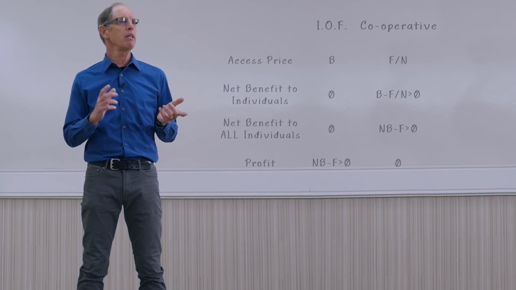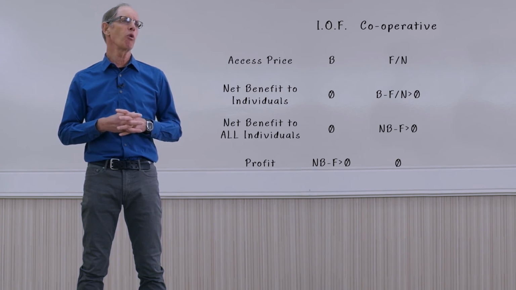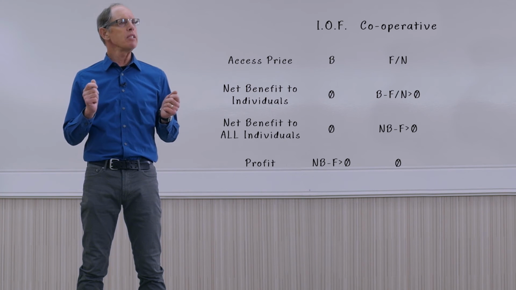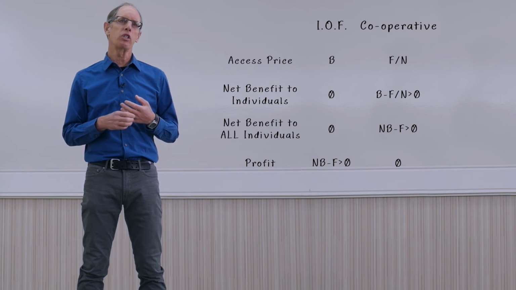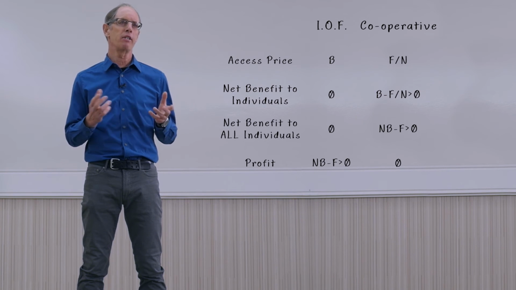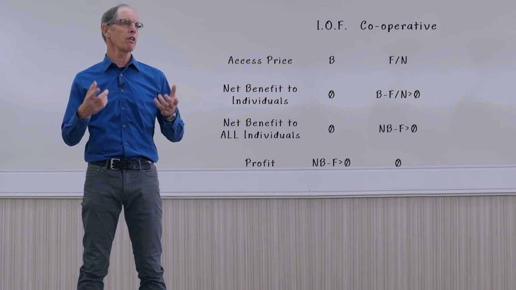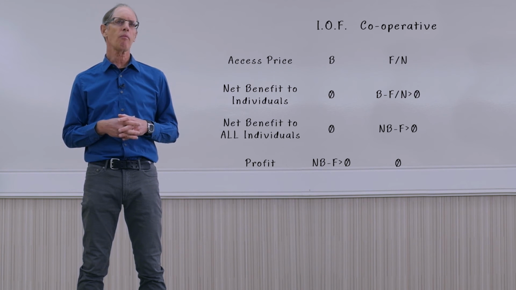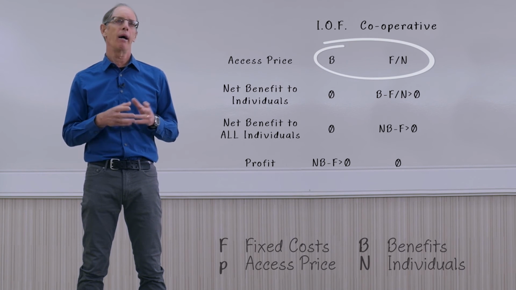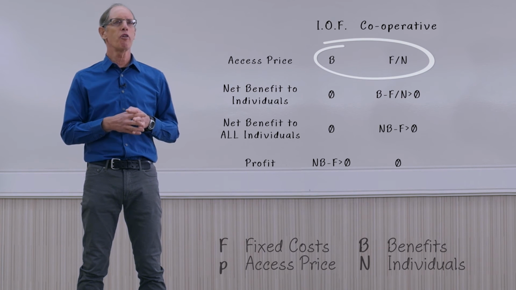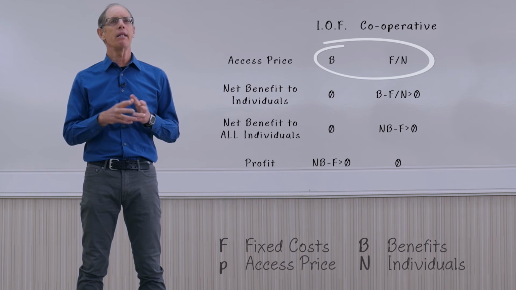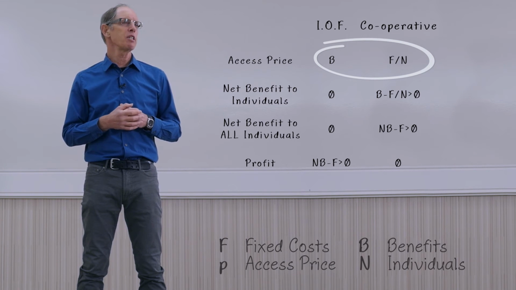And if we compare these two cases now, the investor-owned firm versus the co-op, we can see this clear distinction between these two organizational forms. We can see this distinction both in terms of the behavior, which is the kind of price that is charged by these two organizations, as well as in the outcome that occurs as a result of this different behavior. So the access price is different. In the one case, the investor-owned firm charges an access price of B. In the co-op case, the access price is less than that, and it's F over N.